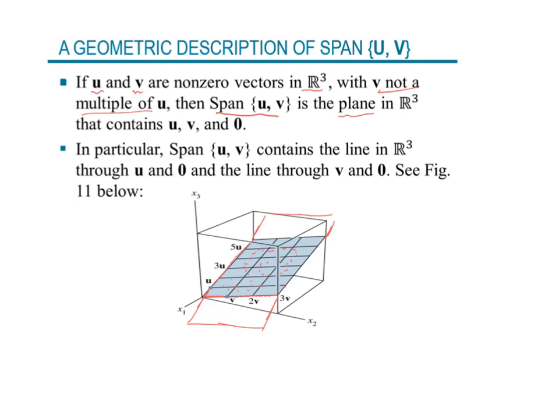And I'll close out the section with a question. If you are in R3, what does the span of three vectors look like? Three vectors that point all in different directions. Think about that. If you want to answer me in an email, you can. It's just a good question to close out on.